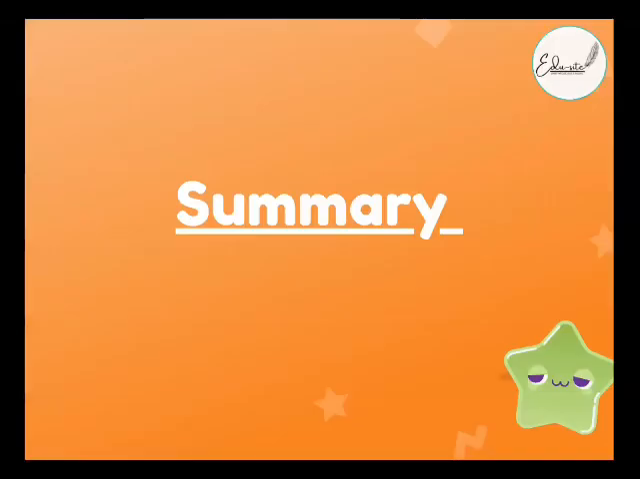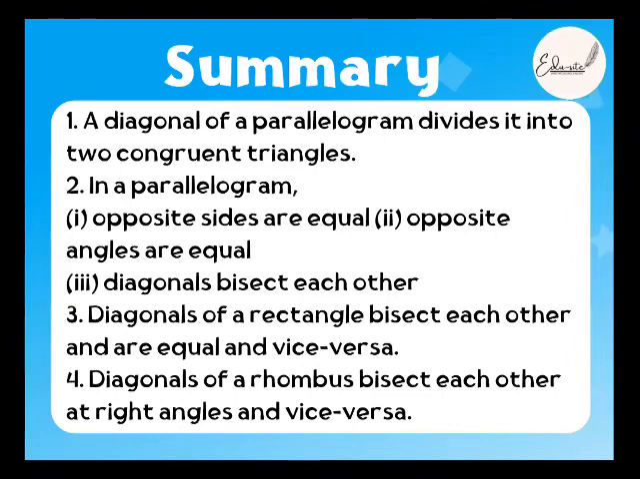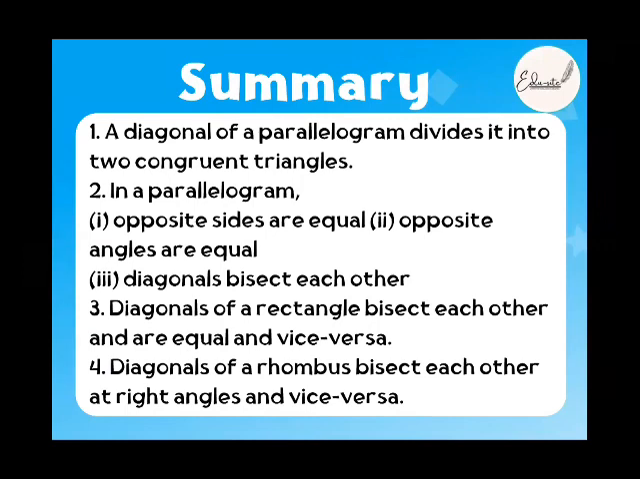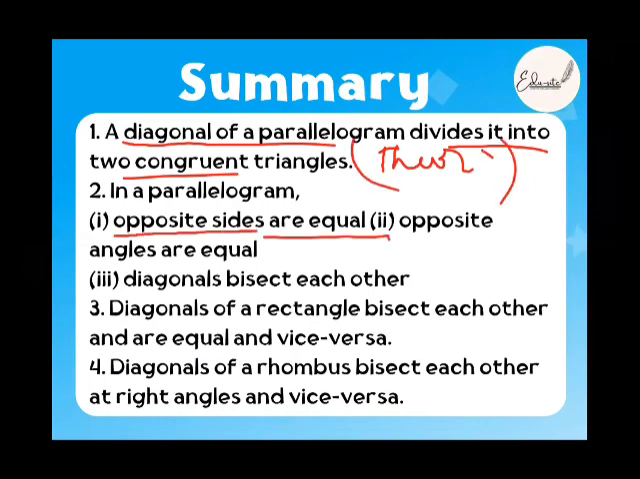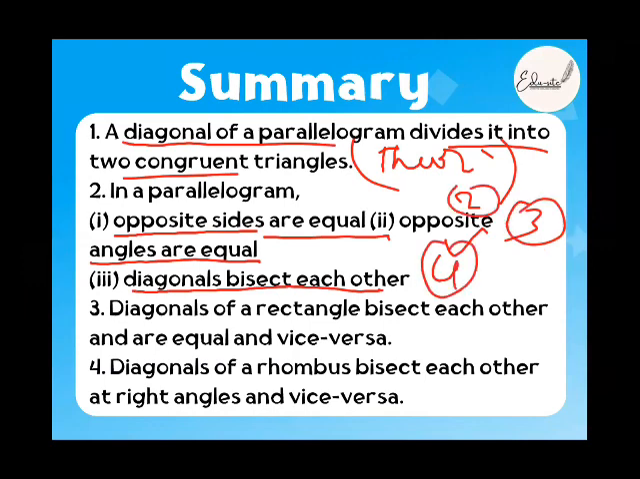Alhamdulillah. Let's quickly summarize what you have studied today. Laba, please read this for me. A parallelogram divides it into two congruent triangles. This is the first theorem, right? Yes, done. Next, in a parallelogram, what else comes into the picture? Opposite sides are equal. Opposite angles are equal. Theorems 2 and 3. Then the fourth thing is diagonals bisect each other. These are the 4 major theorems for a parallelogram.